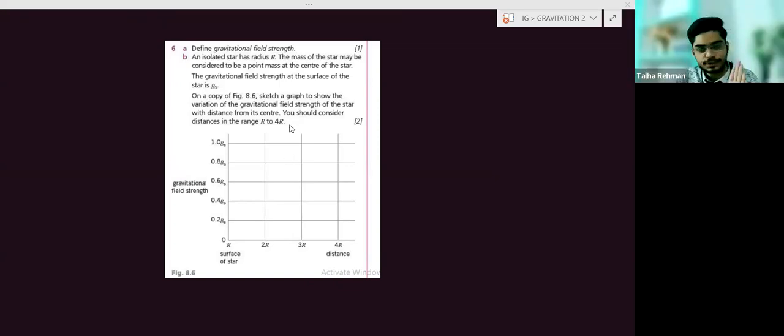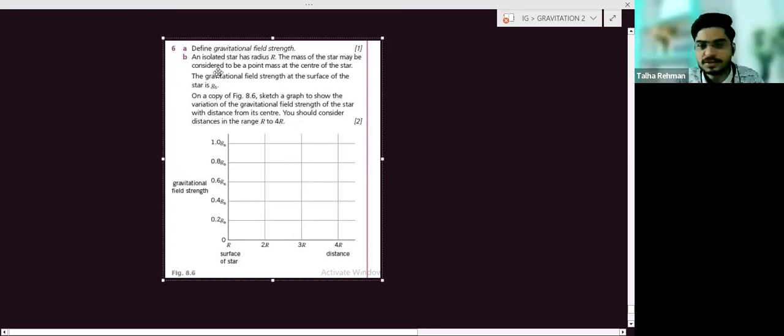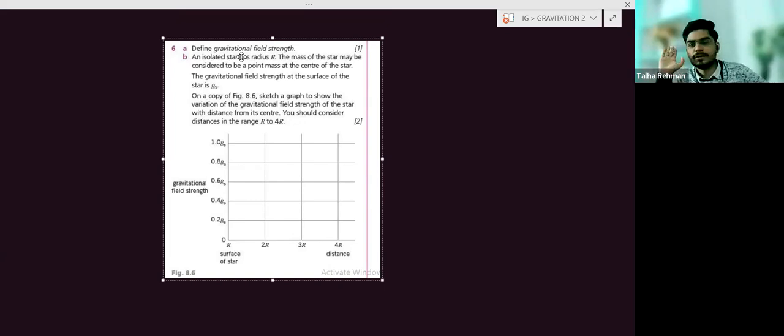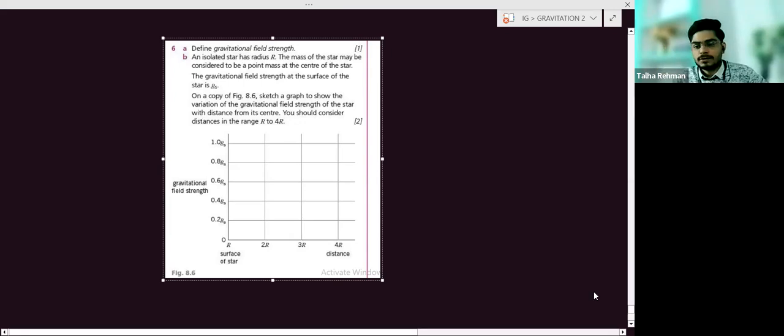Okay. So their first question is define the gravitational field strength. So the gravitational field strength is basically the gravitational force on a unit mass at any point. At any point. So first question is very easy.